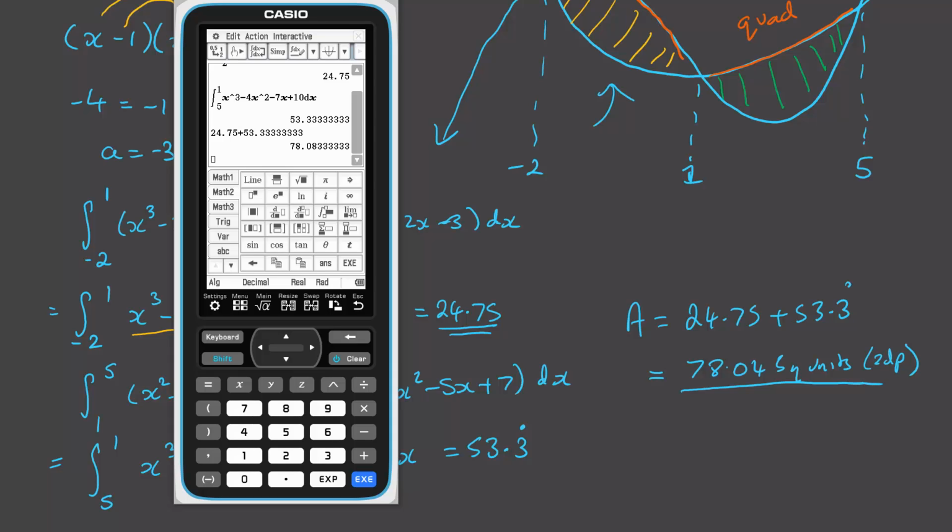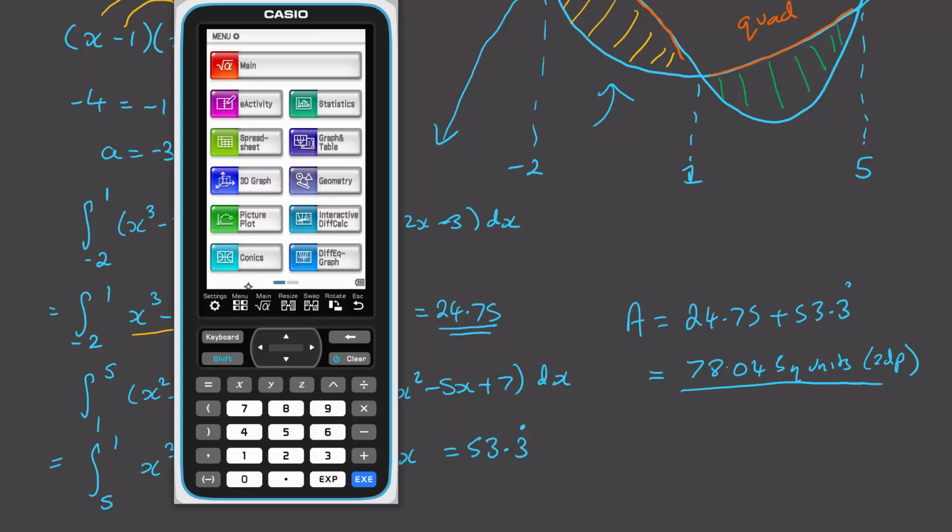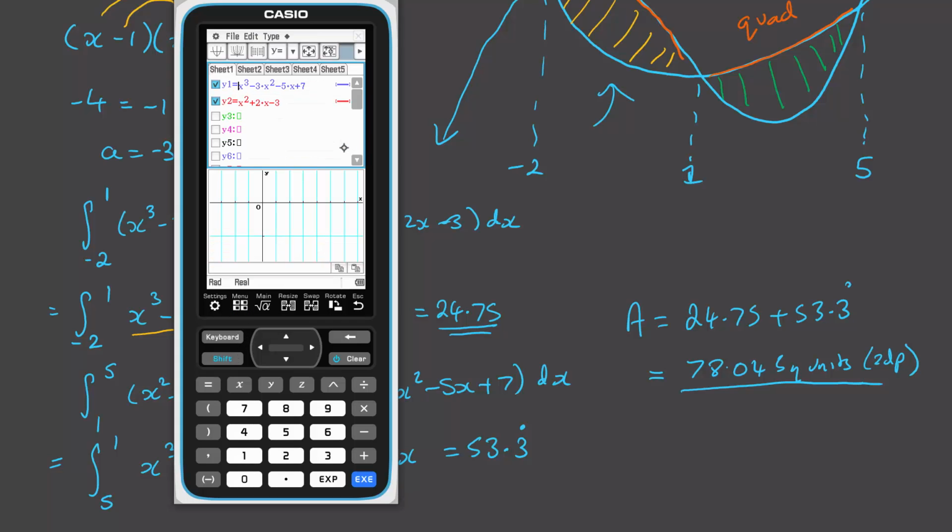Okay, so let's look at doing that in here. I've already got the two functions in. So I'm just going to graph them, and we can see the two areas just like I've got in my sketch.